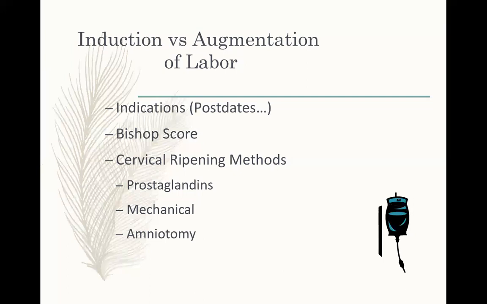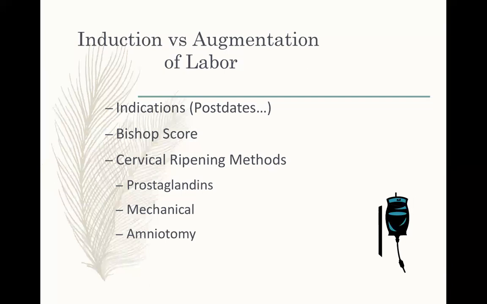Bishop score is something that we take a look at, and look that up in your book to see all of the various aspects that we look at. But what Bishop score does is tells us the likelihood that this induction is going to be successful. So it takes into account some various things, including the cervix and the gestation and stuff, and it gives us a score to tell us how likely this induction is going to be successful.